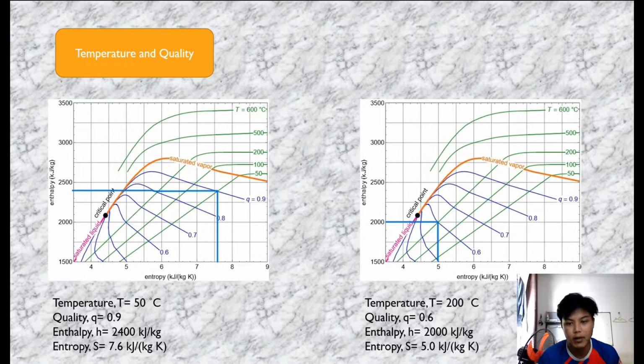Okay, for the second picture, we specify the temperature as 200 degrees and its quality is 0.6. From the intersection of the temperature line and the quality line, we can get the enthalpy as 2000 kJ per kilogram, and the entropy as 5 kJ per kilogram Kelvin. Okay, that's all from me.